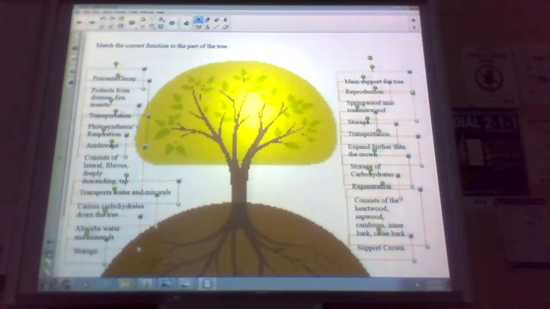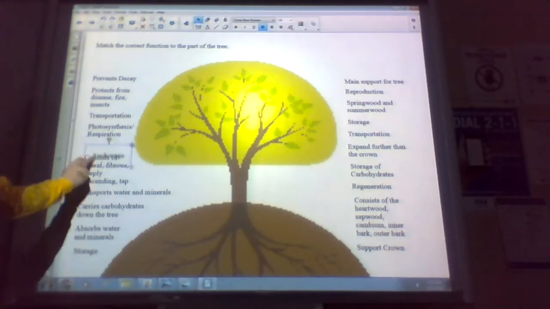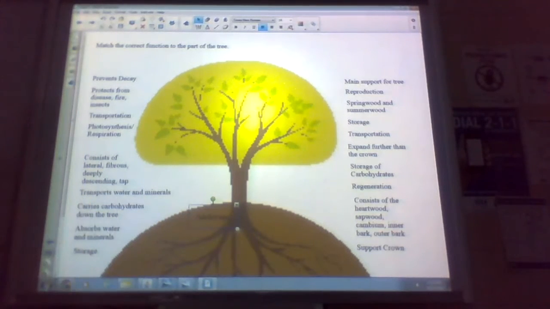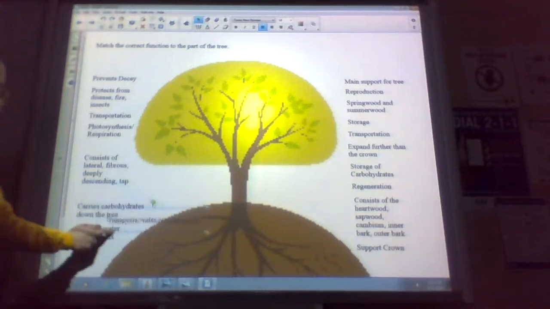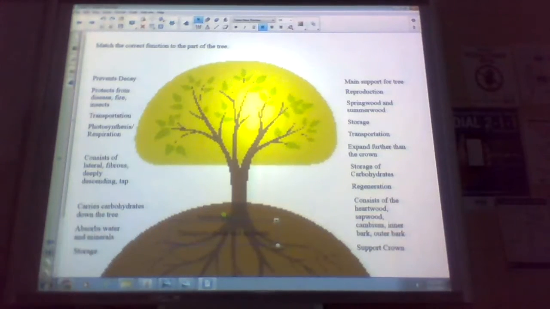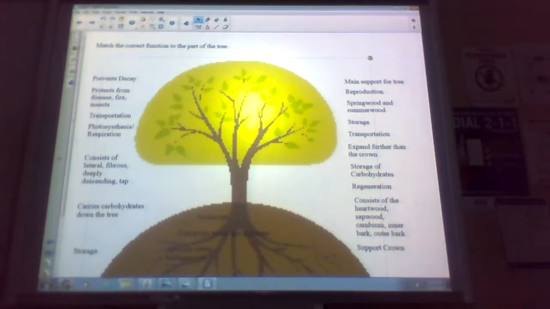So we're going to start at the bottom in the root system. We know that the roots are there to hold the tree in the ground, so it makes a lot of sense that the roots might be there to anchor the tree. So we're going to move anchorage down there. We also know that the roots are there to gather water because water gets absorbed in our soil. There's also minerals in the soil that can be absorbed up through the roots. It then transports those water and minerals up the tree.